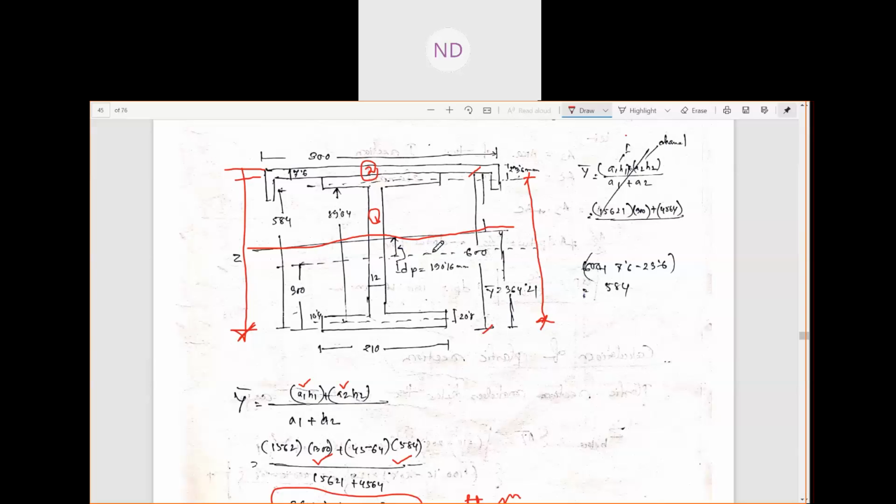Okay, wait, one more thing. Have I talked about the plastic section? Plastic section. Yeah, I have not talked about plastic section. So, this distance, if you see from the beam, right?